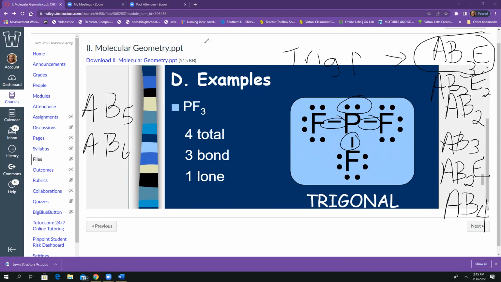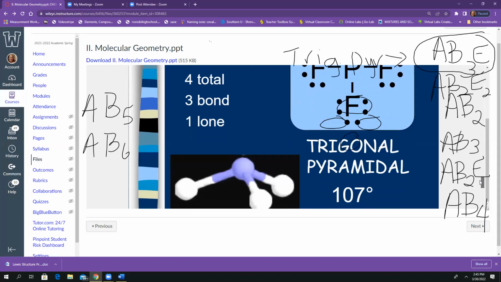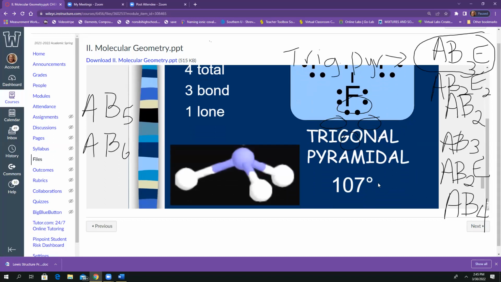I'm just going to call it trig pair because I can't write everything, but it's written down there, so I'll just show it to you. All right, so that one, PF3, is a trigonal pyramid, see? And it is 107 degrees, the angle.